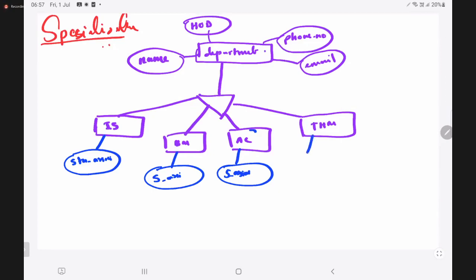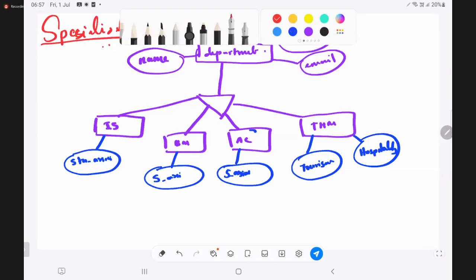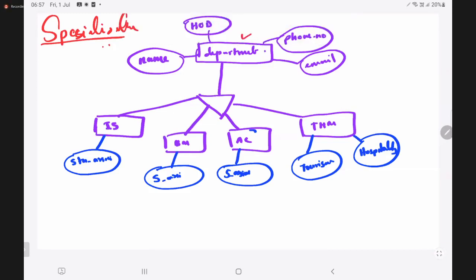Or you can draw THM with 2 specialized areas. The first one is tourism, and there is another specialization, hospitality. There is a special case. That's why we can draw the specialization. Right. Now, this happened top down. We already had the department and we divided it into several parts. Top down approach. This is specialization.